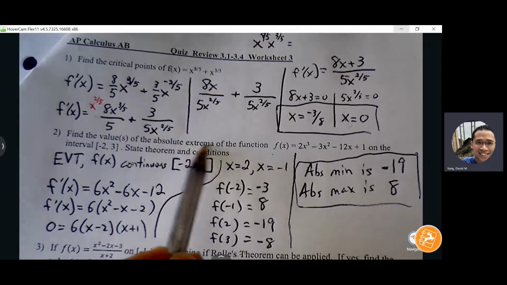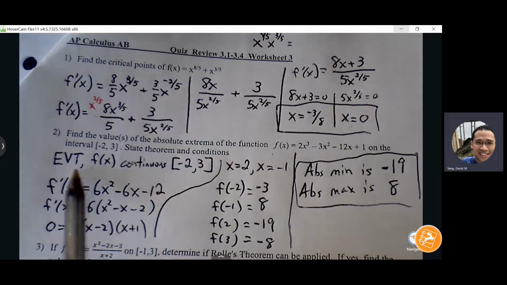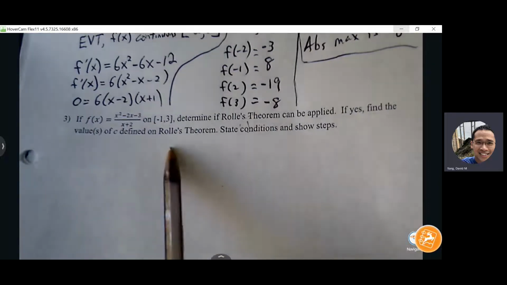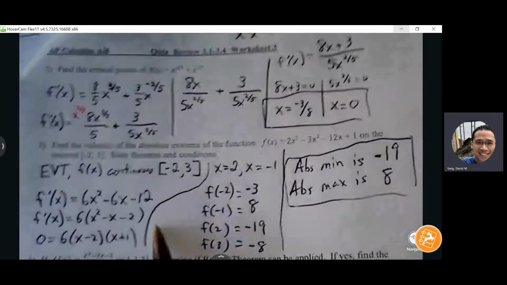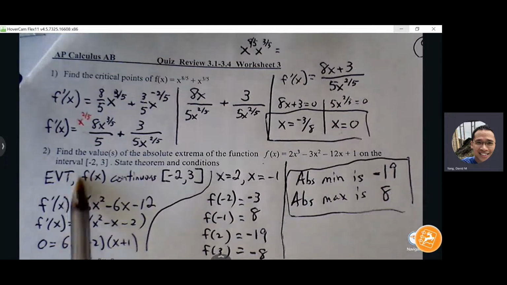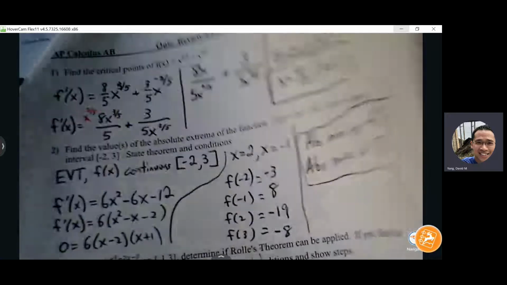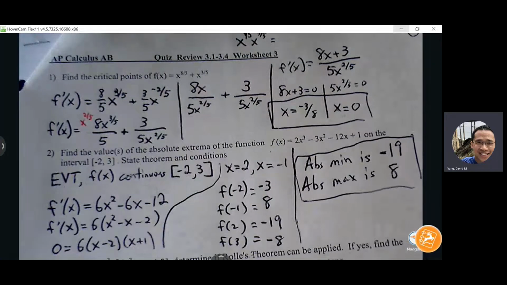Yeah, if I say absolute extrema, that's an indication that you're doing EVT. But the other ones I'll name. If it's Rolle's theorem, I'll name it. If it's mean value theorem, I'll name it. Here, I won't name it, but you have to name it yourself. Extreme value theorem. That's right. Everything else is relative. Yeah, the second page will be all relative extrema.